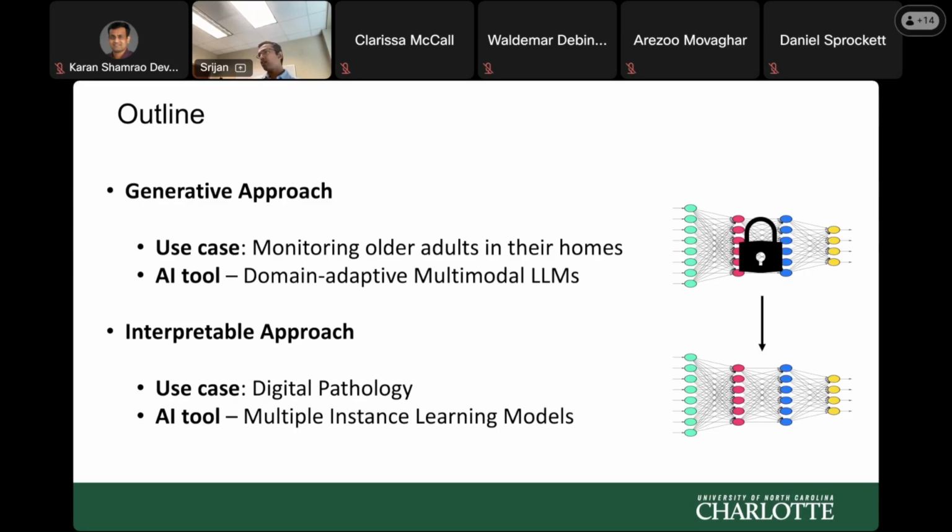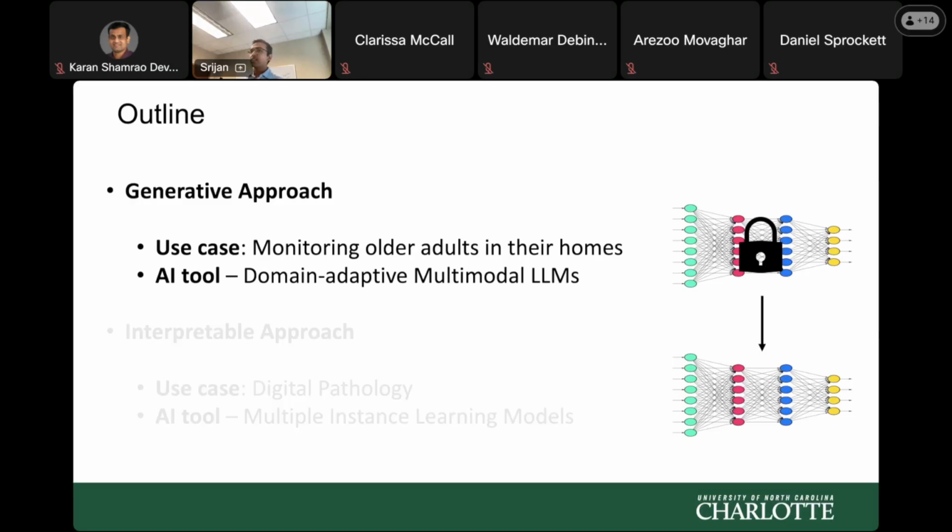So these are the two different topics I will be talking about. And at the end, I will try to sum up why we need both of these approaches, especially for clinical use, to address the challenges in clinical problems. So firstly, I will talk about the generative approach.